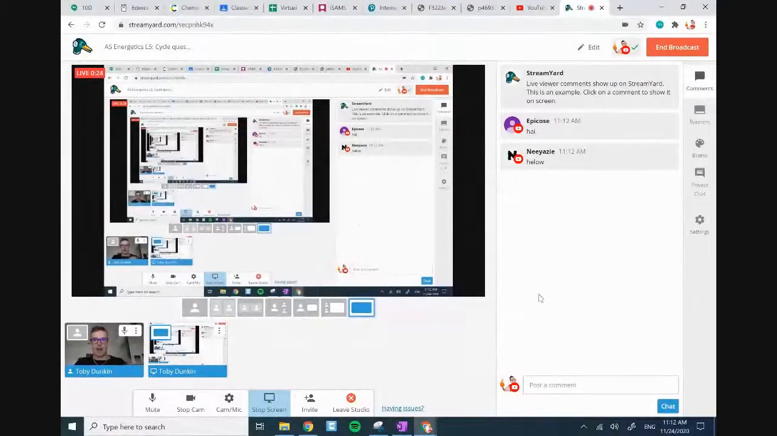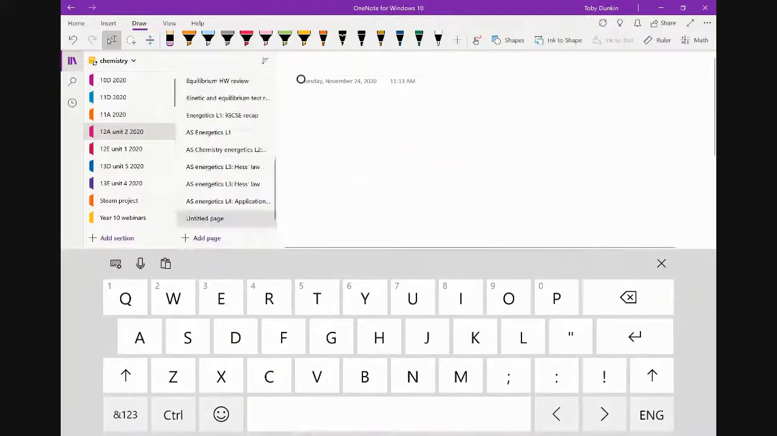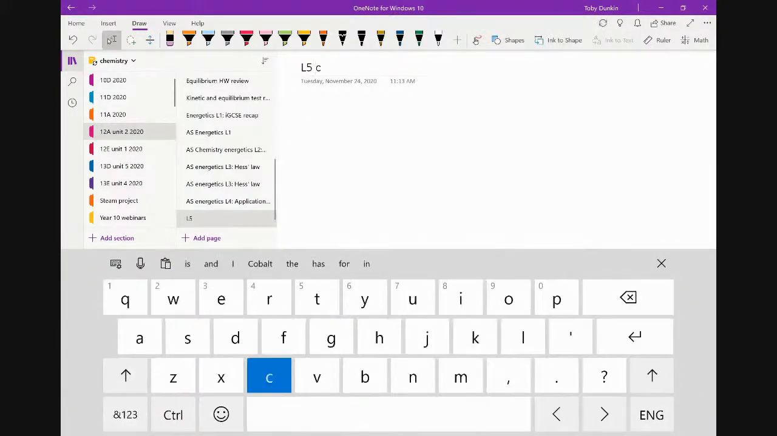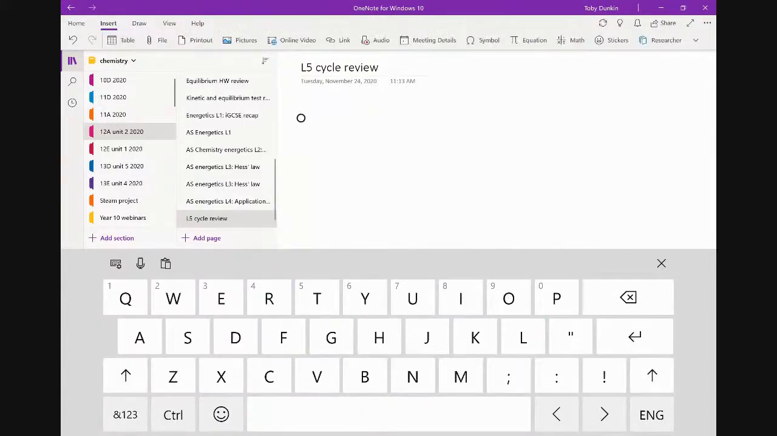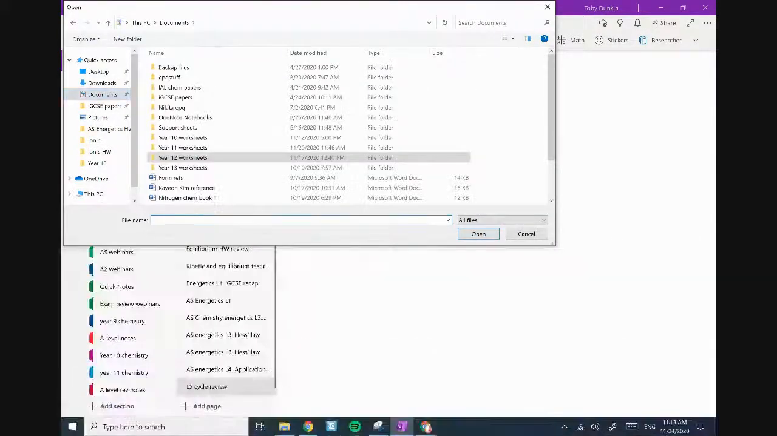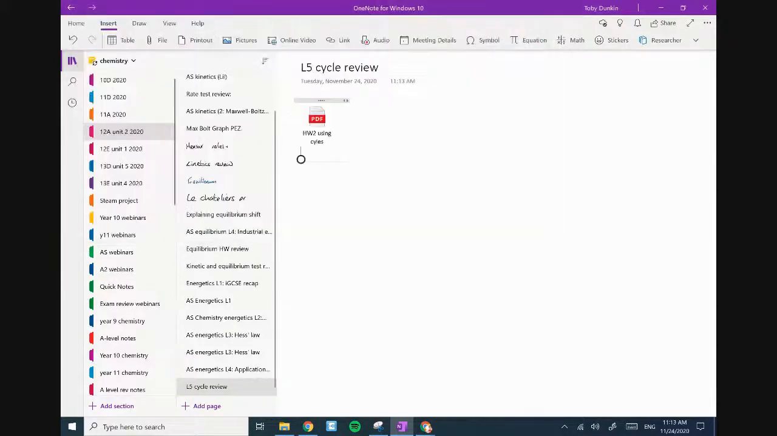Let's crack straight on. I'm not going to even bother with the chat window because I don't have time to do it in this particular one, so I'm not going to turn my camera off or anything. Right, so this is energetics lesson 5. I'm just going to put L5 cycle review, and then I'm going to insert printout. Let's go for documents, year 12s, energetics, using cycles.